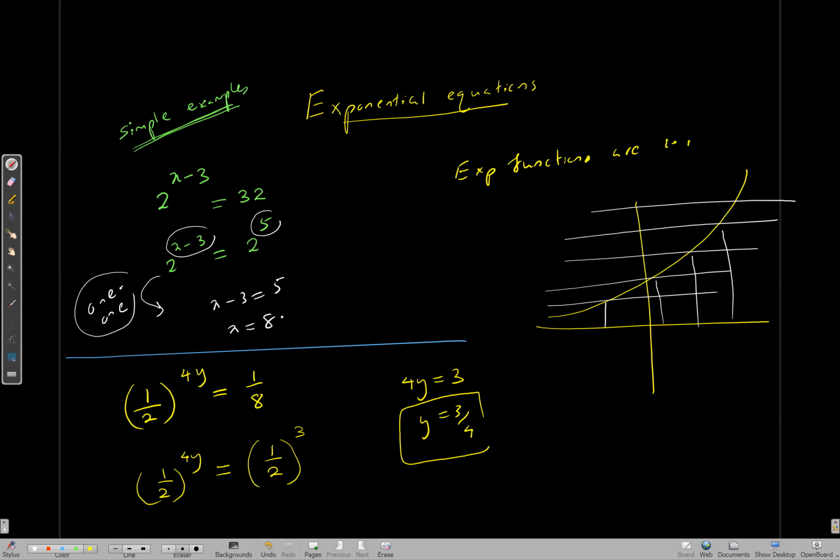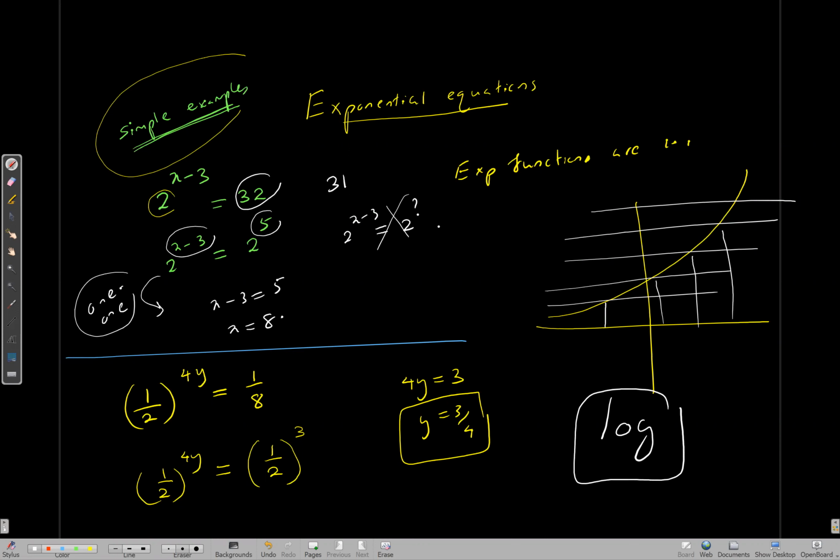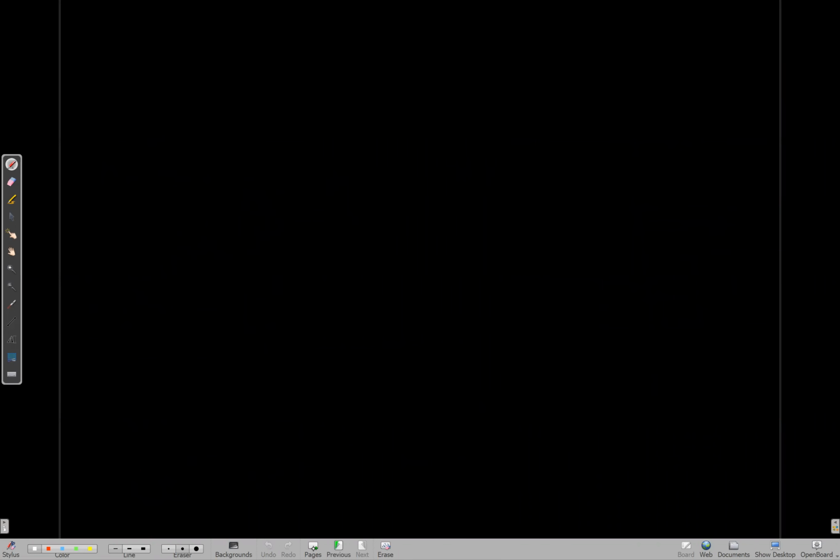That's our solution. Now these are simple examples because the right-hand side can easily be written as a power of the required base. But just think, instead of 32, what if you had 31? Then 2 to the x minus 3, 2 to the what? You cannot do that. That's why we need log, and that's one reason why we learned log. Now let's see an example of that form.